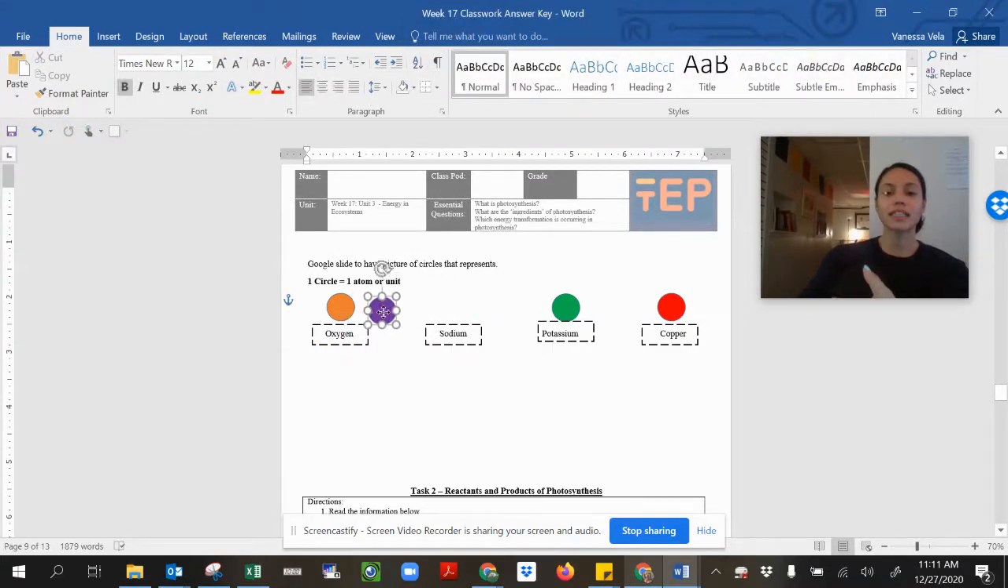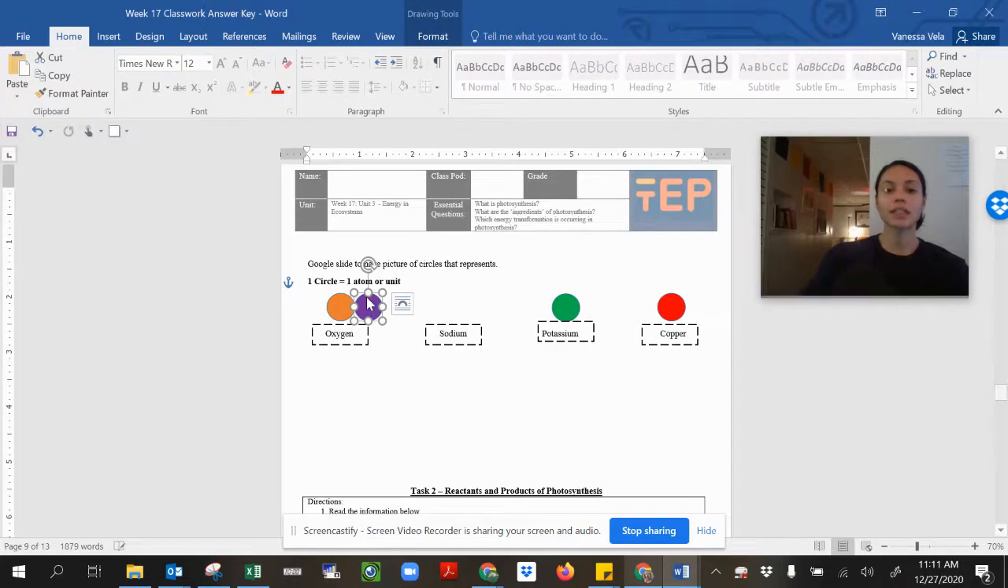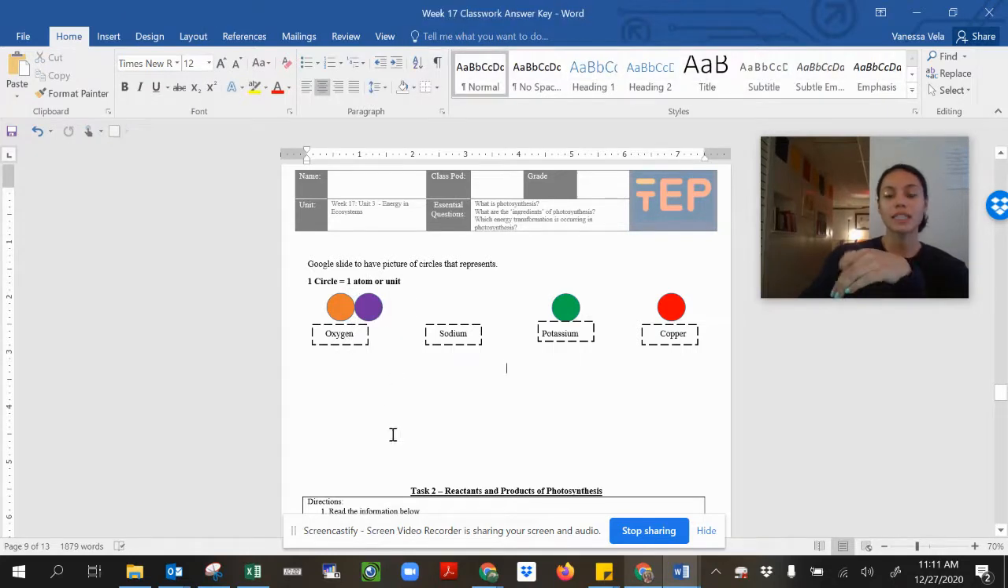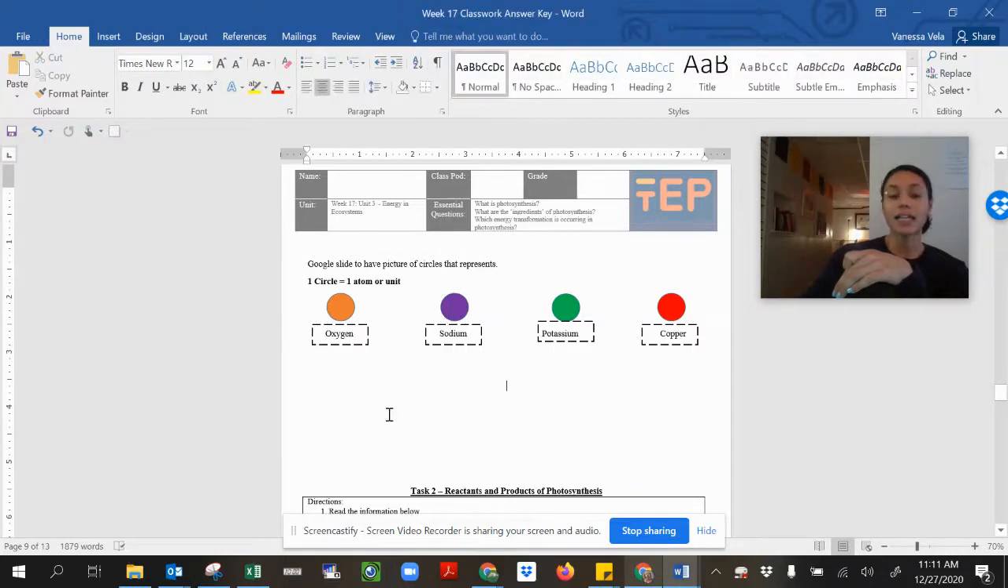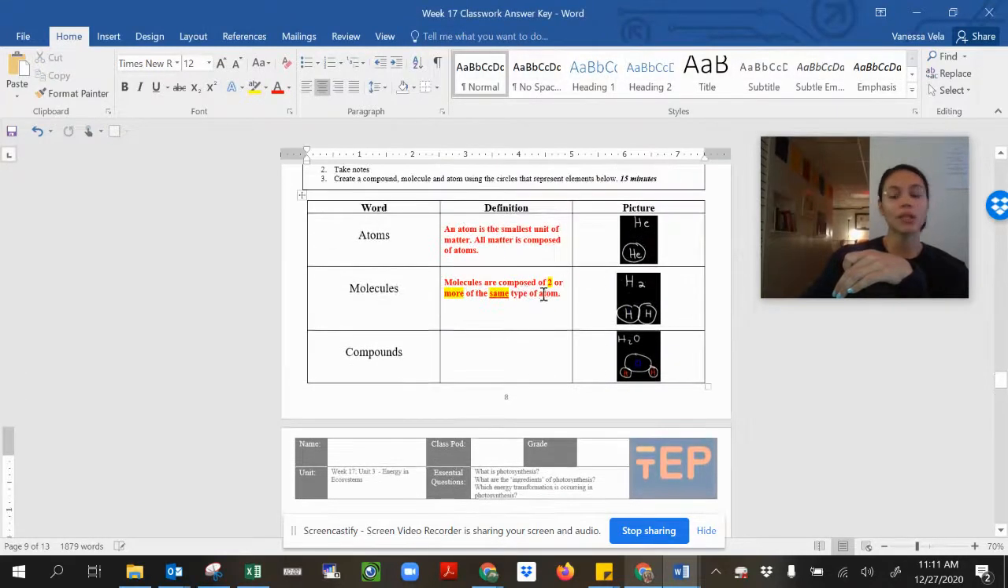What about if I did that? Is that a molecule? Not quite. It's called something else, and we will talk about it because it's not of the same atom. That's one sodium, that's one oxygen. It's not a molecule. So 2 or more of the same atom. All right, go ahead and pause this and write it down.